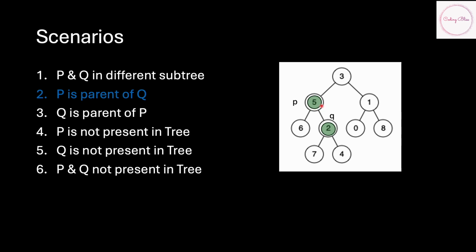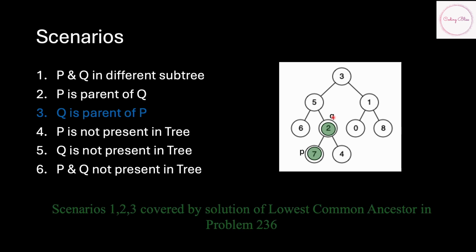Now the next case is where P is a parent of Q. Then that means 5 will be the ancestor node. The other case is the other way around, where Q is a parent of P, so Q will be your ancestor. As you can see, I have a link to the video for the solution of problem 236. These 3 scenarios will be taken care of in that solution.